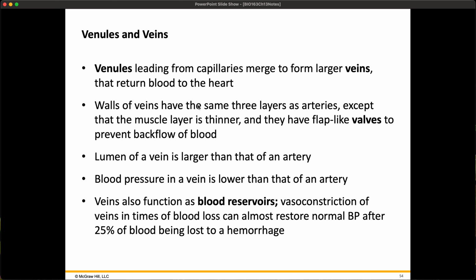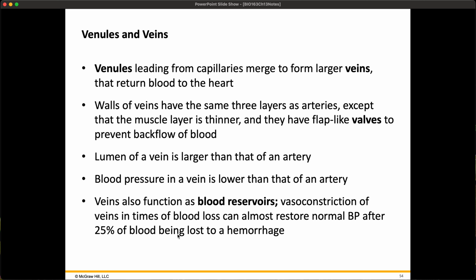Okay, so now we're in our veins, our venous system. Venules leading from capillaries merge to form larger veins that return blood to the heart. Walls of veins have similar layers like arteries, except they have those valves to prevent backflow of blood. The lumen of the vein is larger than that of an artery because it doesn't have that thick muscle wall, so it has more of a large lumen. And blood pressure, that then means, is lower in veins than it is in arteries. You lose a lot of your blood pressure in your capillary beds, and that is not then transferred back into the veins.